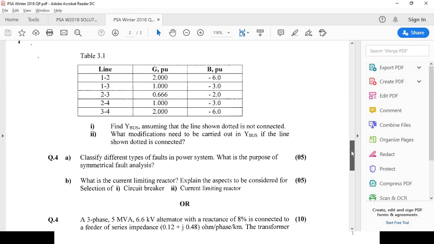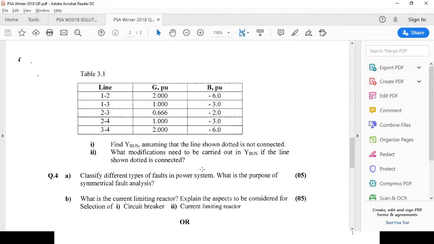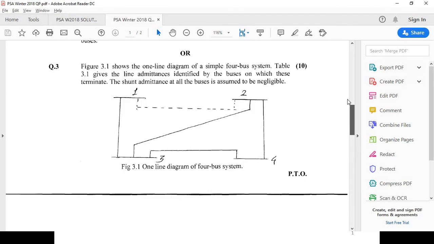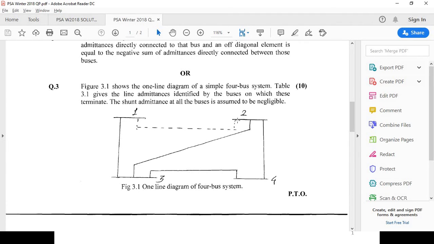And what is the second part? What modification needs to be carried out in the Y bus if the line shown dotted is connected? That is, whenever this extra line between buses 1 and 2 is connected, what modification needs to be done in the Y bus matrix? So we will try to solve the numerical. First of all, we will consider the first case in which the line shown dotted, between buses 1 and 2, is not connected.